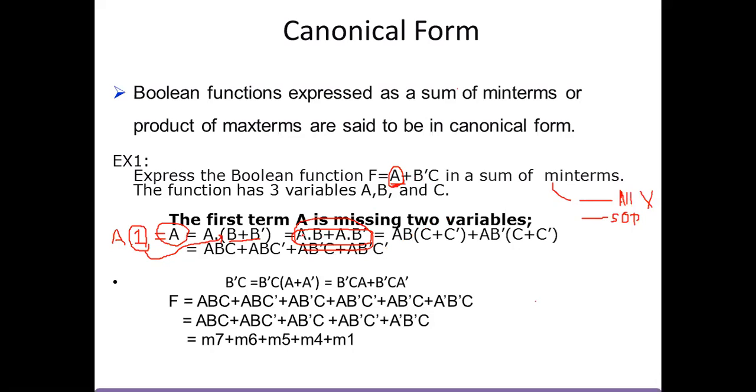Okay. So after that, we need to include C also to this term. So for each and every term, we multiply C or C dash. We include it here as well as here. So that's what it has done here.